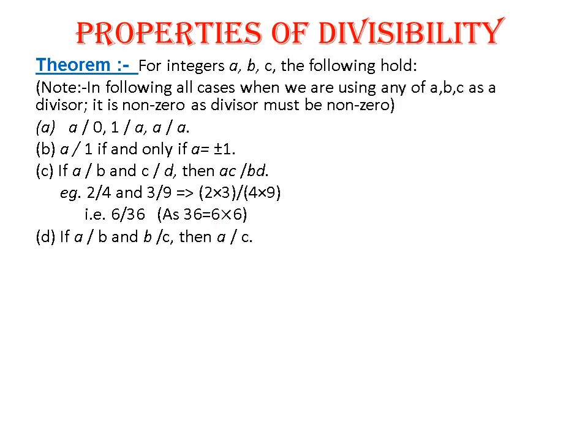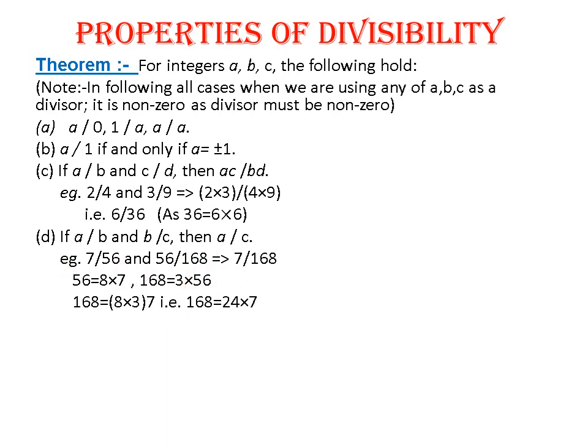The next property: if a divides b and b divides c, then a divides c. In this case, we can take one example again. 7 divides 56 because 8 is a quotient which is an integer. 56 divides 168 because 3 is a quotient which is an integer. So if we replace this 56 by 8 into 7, we can write 168 as 24 into 7. Here this 24 is nothing but the quotient, which is an integer. So 7 divides 168. So this property is again verified.